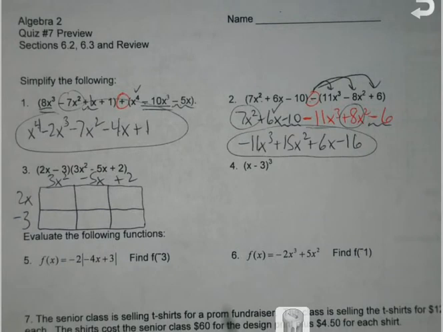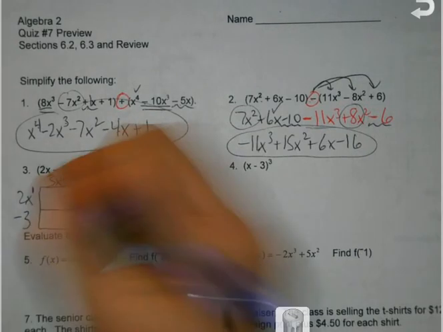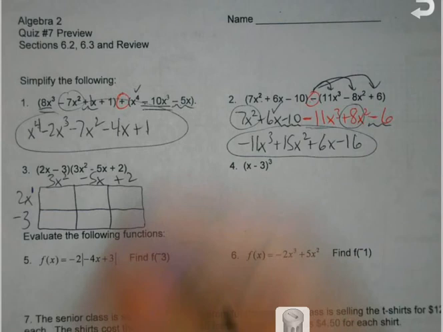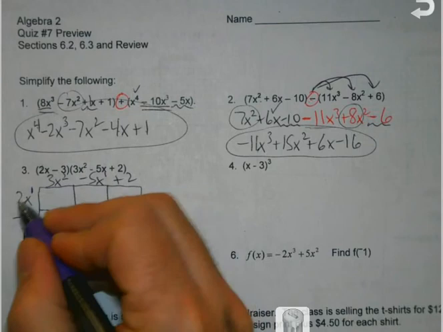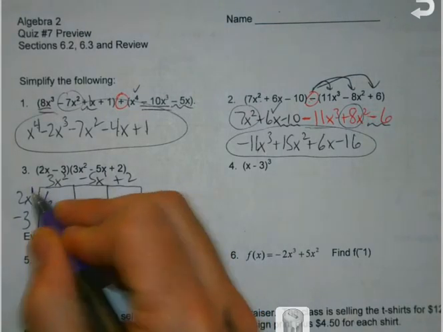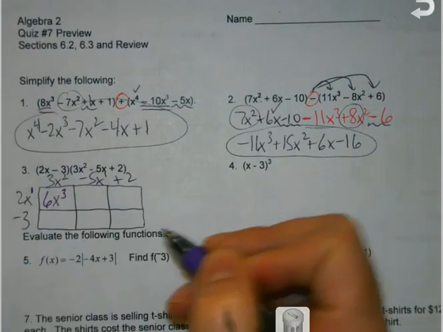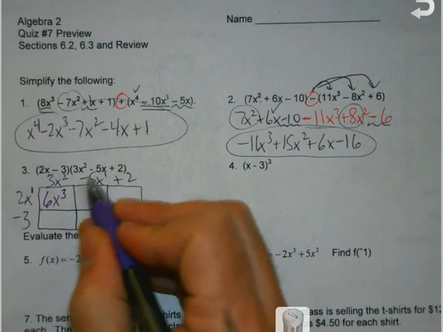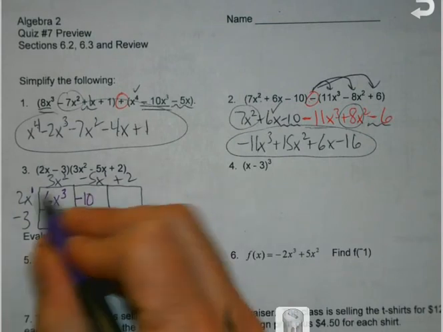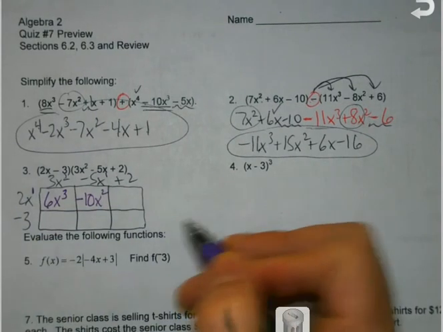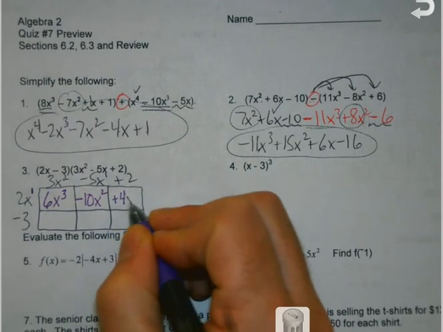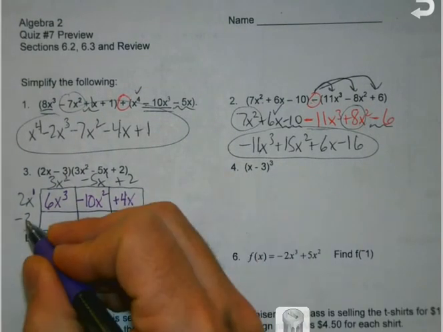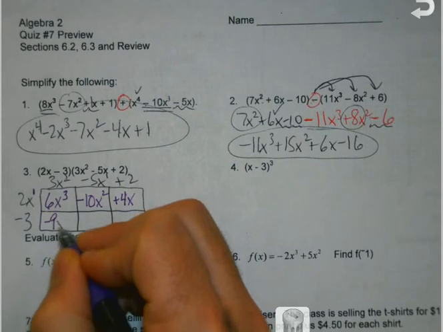Now again, I'm multiplying here now. So again, you multiply the coefficients, you multiply the numbers in front, but you add the exponents. So 3 times 2 is 6. Add my exponents. 1 plus 2 is 3. 2 times negative 5 is negative 10. Add the exponents. 2 plus 2 is 4. Negative 3 times 3 is negative 9x squared.